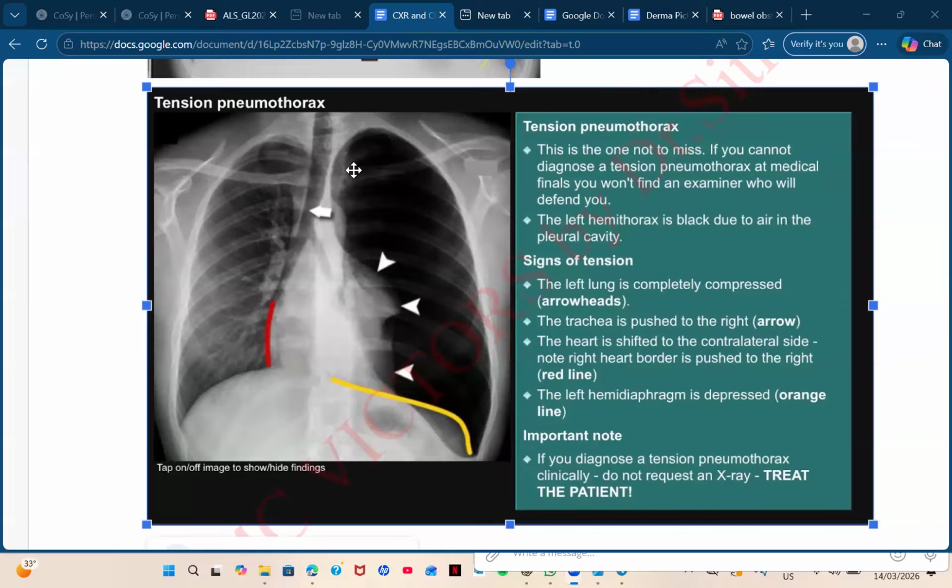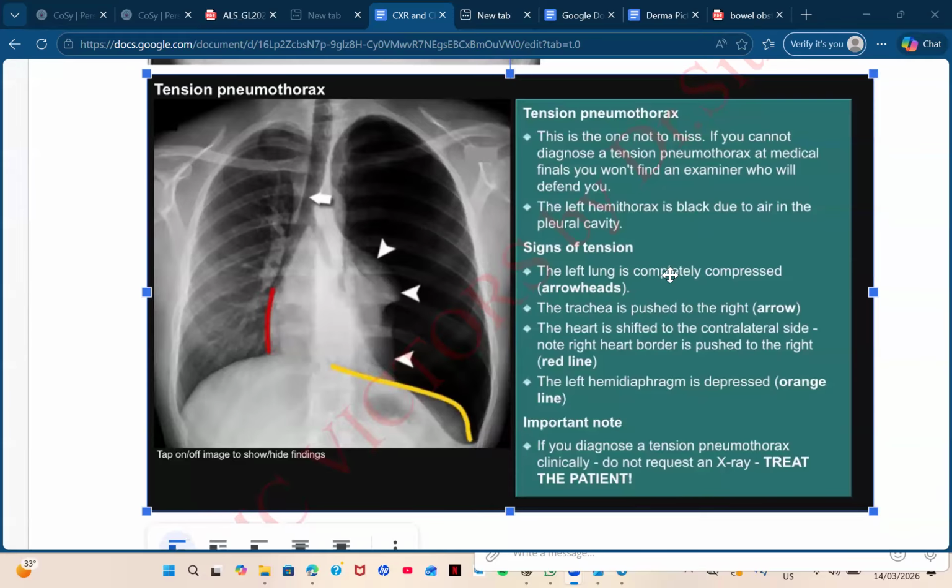Here is the pneumothorax part. You can see a very dark appearance. Here the left hemithorax is black due to air in the pleural cavity. So in a chest X-ray, air is shown as black color. We all know that. So a dark black area here means what? The left hemithorax is black due to air in the pleural cavity. So here, signs of tension.